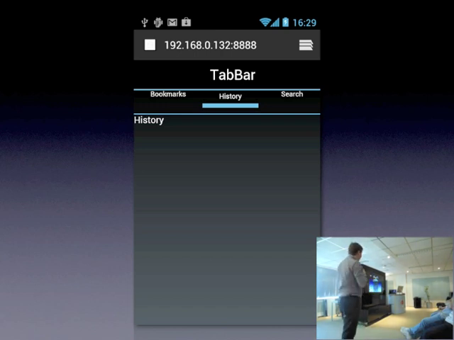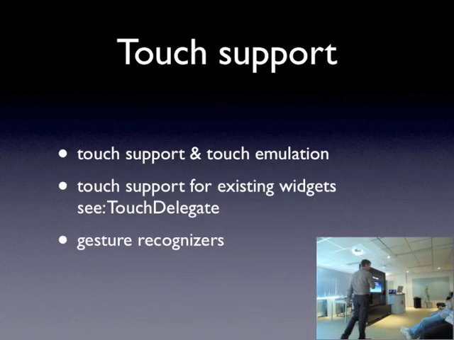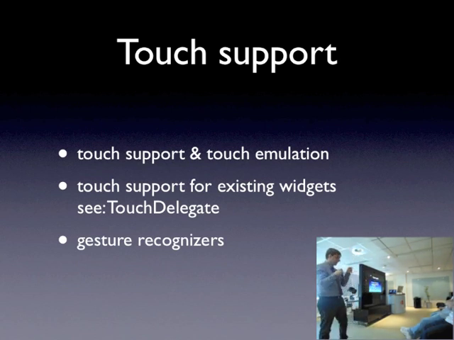To do all those widgets, the first thing you're going to need is touch support. And we do have a very good touch support, which is very well integrated with the GWT event system. And on desktop browsers, we do touch emulation. This is mainly done for testing. So we treat the mouse like one finger touching the display if the mouse button is down, and not touching the display if the mouse button is up. So you can do testing in your desktop browsers very easily.